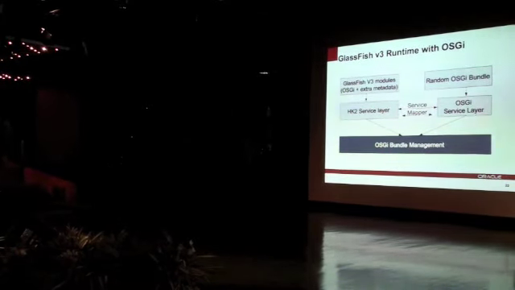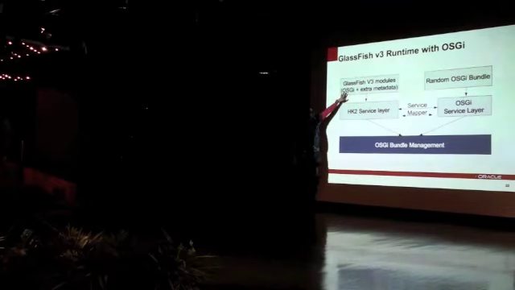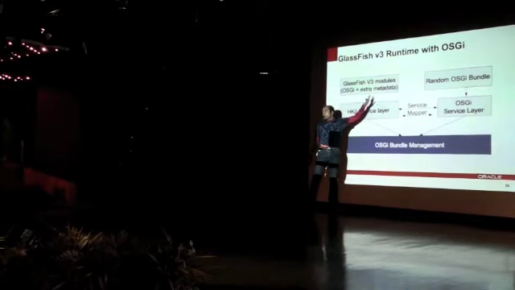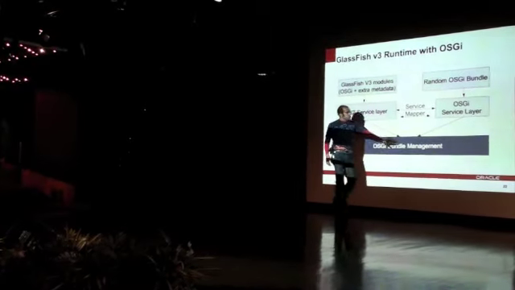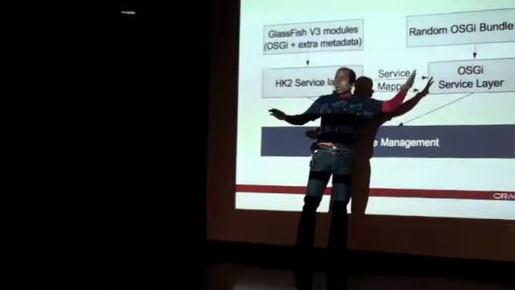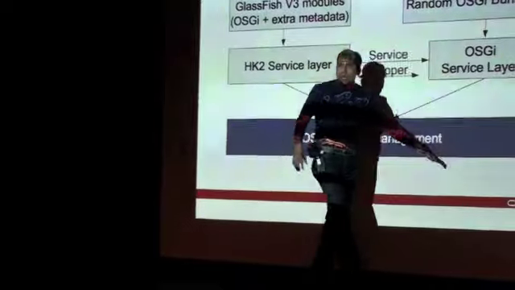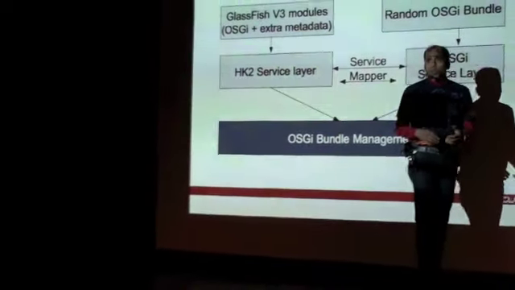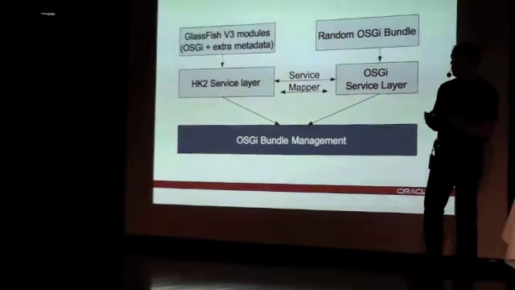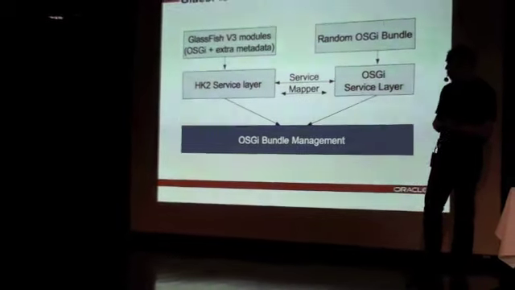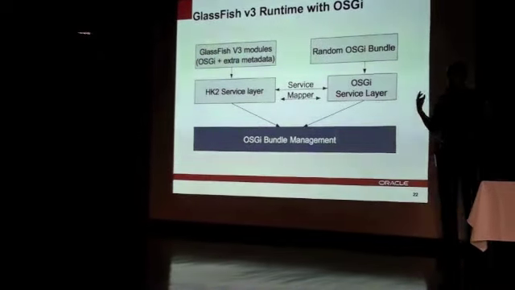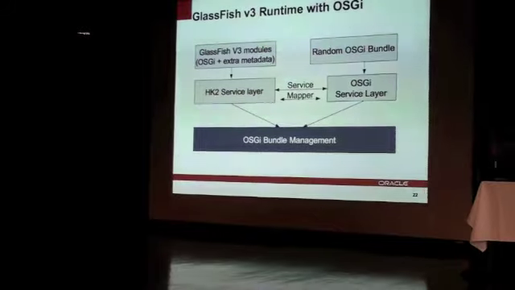So we have an HK2 service layer, which is basically your GlassFish v3 modules plus extra metadata. However, in terms of bundle management, you can take a random OSGi bundle, create it elsewhere, drop it into the GlassFish environment, and that will work too. You can create an OSGi bundle using NetBeans or Eclipse or Maven or whatever tool you like. Once you create the bundle, you drop it in there, and it just behaves like a perfectly normal OSGi bundle.